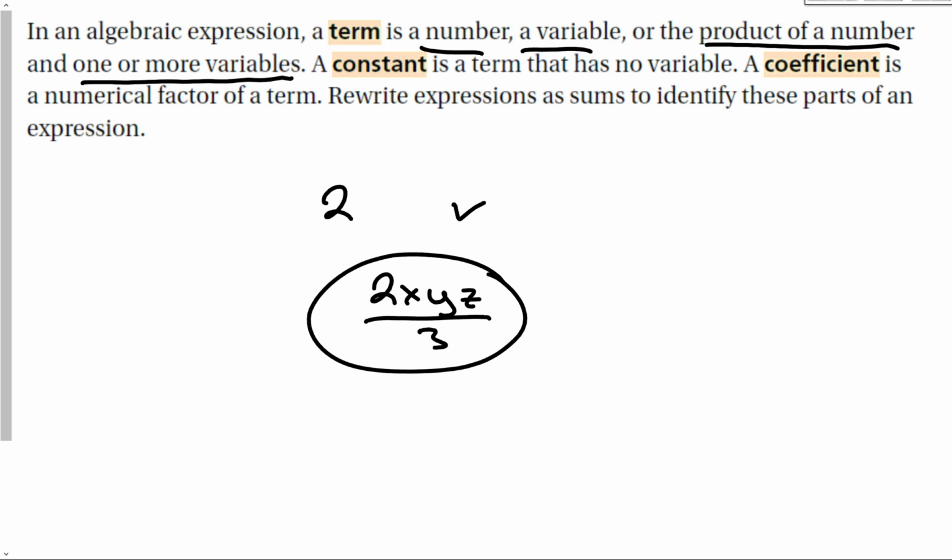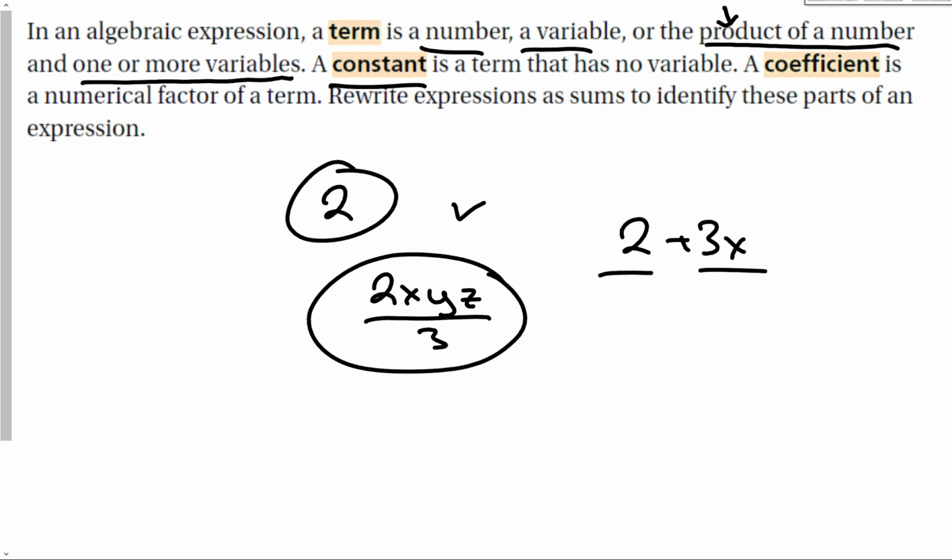The one thing you never see in a single term is addition or subtraction. It doesn't say addition or subtraction, it says product. So we can only have multiplication or division inside of one term. If we have addition, that's fine. It's just that these are 2 separate terms. A constant is a term that has no variable, just a number. The coefficient is the numerical factor of the term. So for this one, 2 over 3, the coefficient would be 3. It's just whatever number happens to be in front of my different terms.